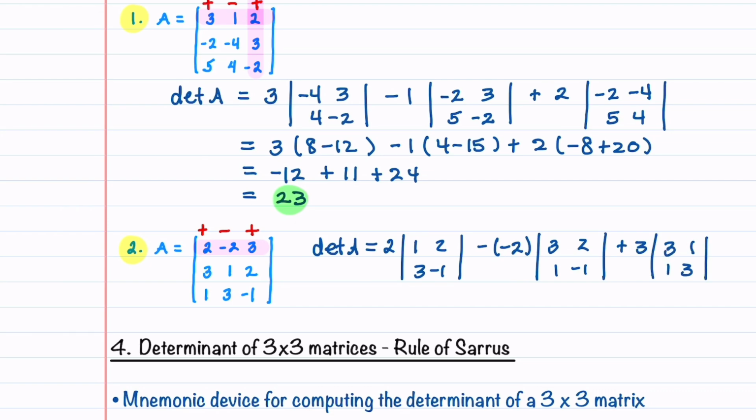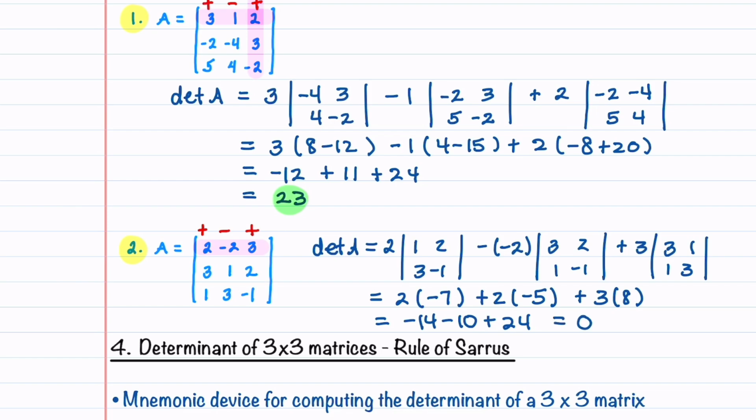After you do this enough, your eyes are going to automatically just cross out the row and column that you need, and you'll be able to do it a lot quicker. This gives us 2 times minus 1 minus 6, which is minus 7, plus 2 times minus 3 minus 2, which is minus 5, and then plus 3 times 9 minus 1, which is 8. This gives us minus 14, minus 10, plus 24, and we get a value of 0.